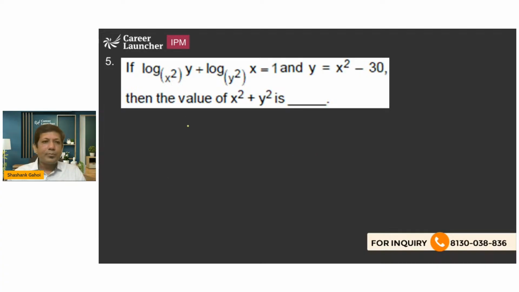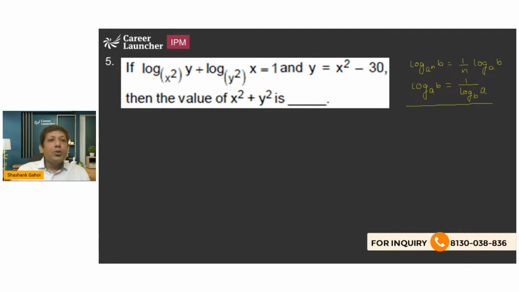Now before we solve this, let's understand one rule. Let's say log of b base a power n. This is equal to 1 by n log of b base a. That is the first thing. Now what is the second thing? Log of a base b is 1 upon log of b base a. Now these two formulas are what we are going to use to solve this question.